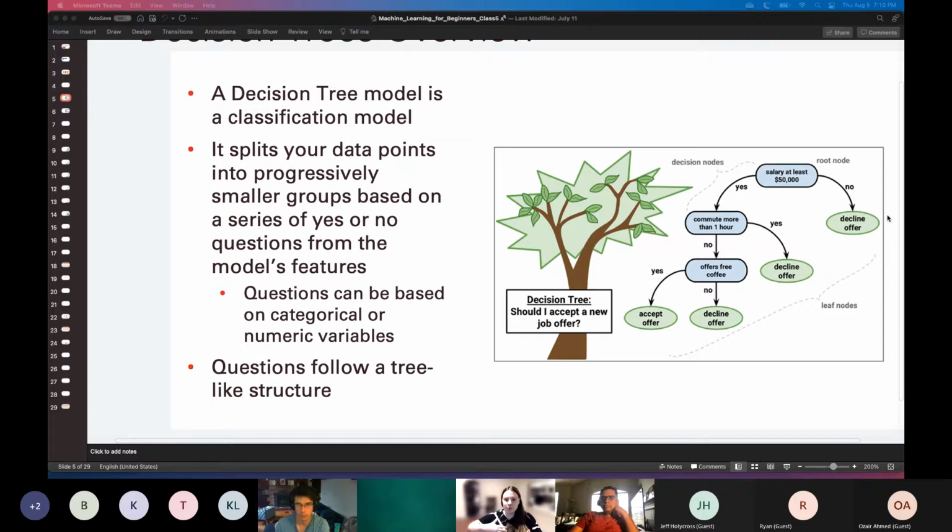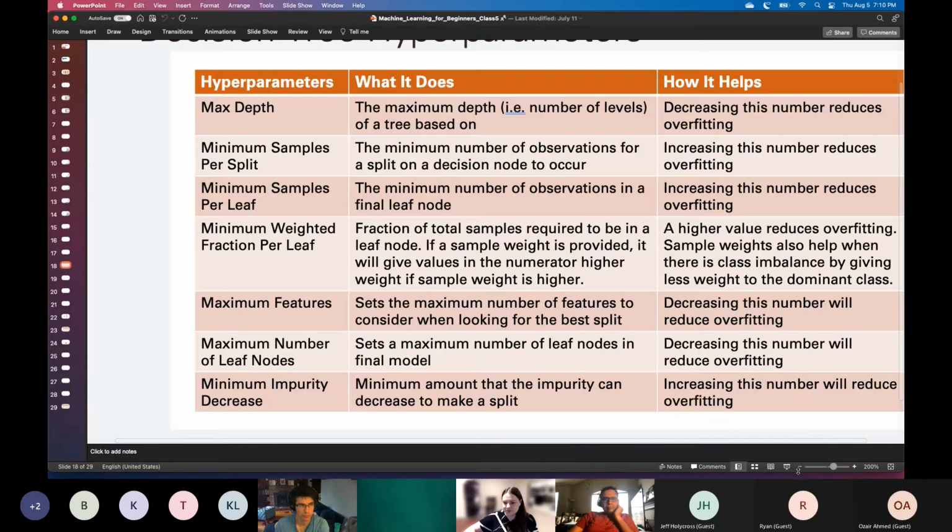So when we're doing this, think decision trees, and we can now go and talk about hyperparameters.